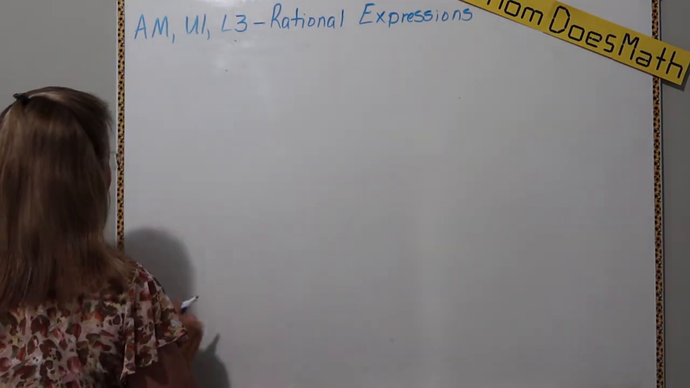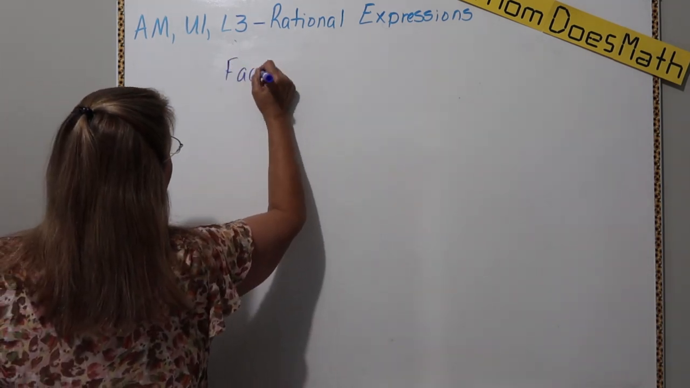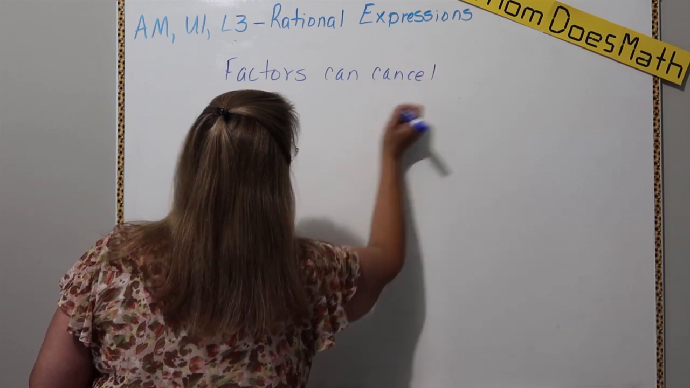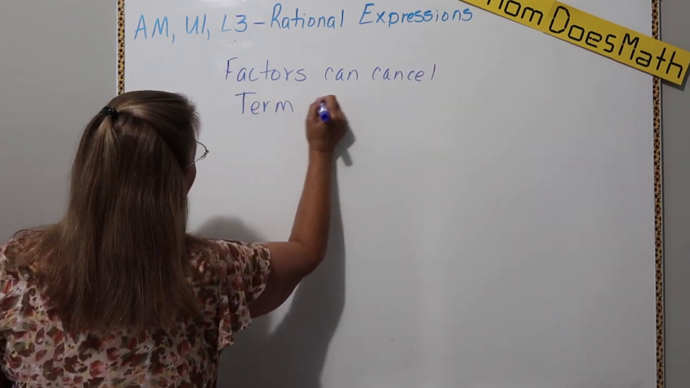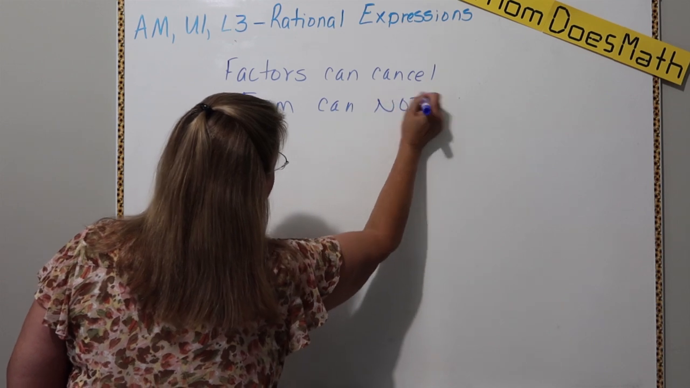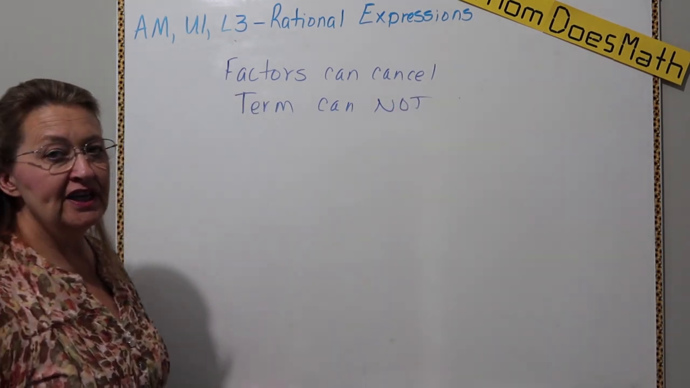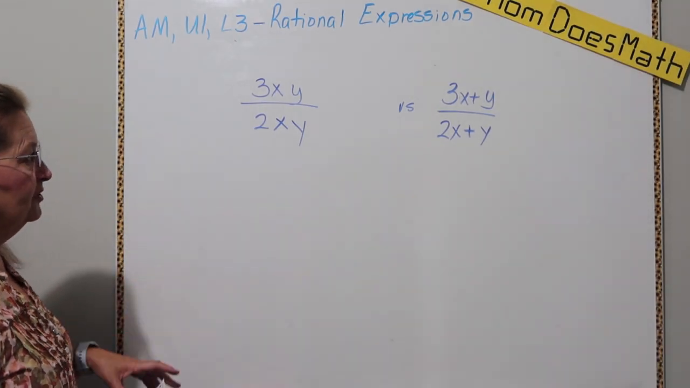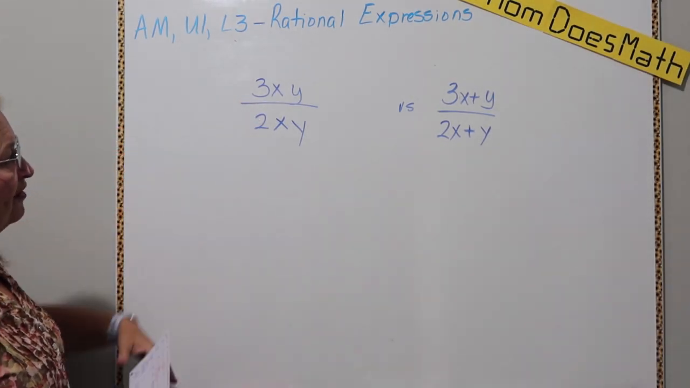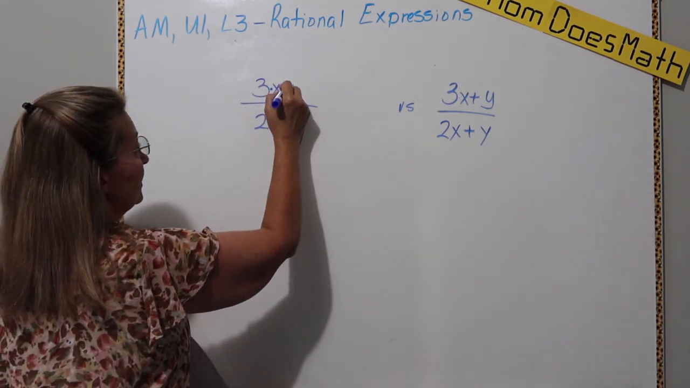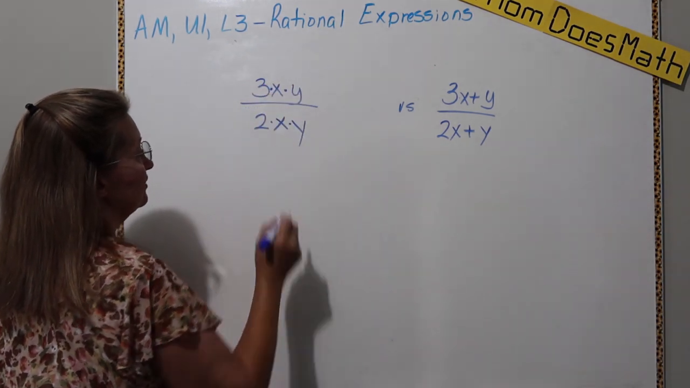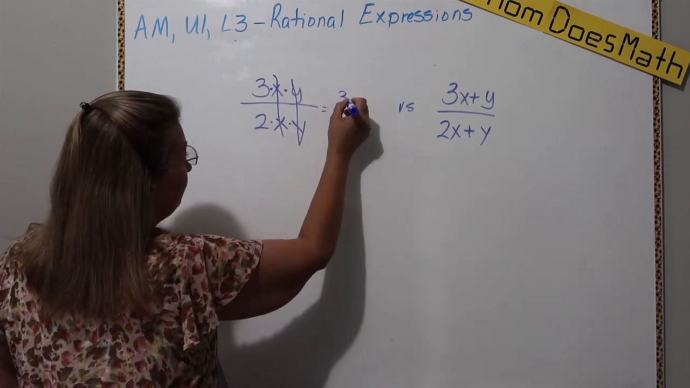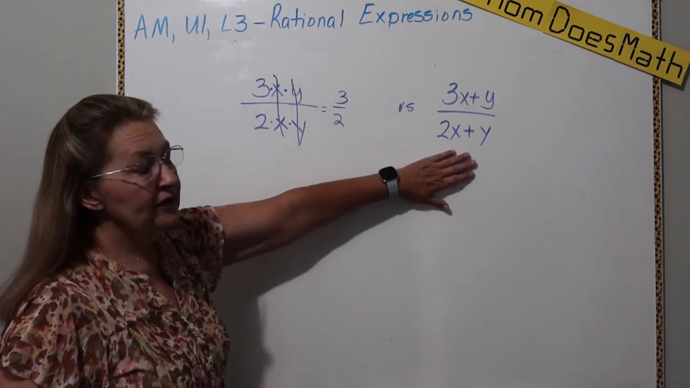Now, one thing to remember is factors can cancel, terms cannot. Okay? Factors can cancel, but terms cannot. Okay, let's just consider these two options. Here I've got 3xy. What are my factors? Well, this is actually 3 times x times y and 2 times x times y. So the x's would divide out, the y's would divide out. You get 3/2.